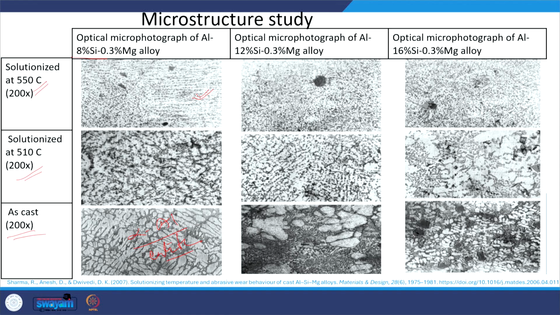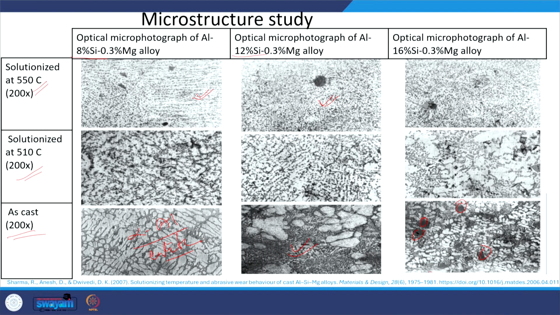The same thing we can see in the case of aluminum 12% silicon. The as-cast structure shows the alpha aluminum and the eutectic silicon. Eutectic silicon is broken down at 510 degrees centigrade on solutionizing, followed by quenching and aging, and a more complete and finely refined structure is produced when the solutionizing is done at 550 degrees centigrade. And the same is also seen with primary silicon particles and eutectic silicon.